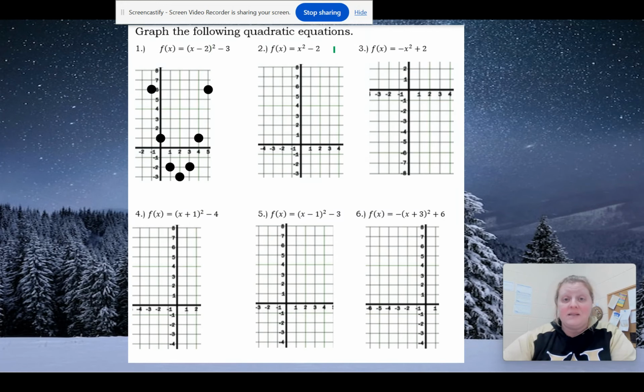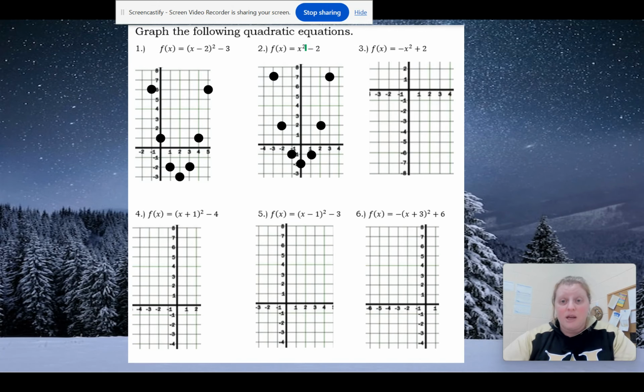Right, number 2 has a -2 out behind it. That's not in parentheses. So that means we don't go sideways, we go down 2. And then we apply our counting patterns. 1, 1, 2, 4, out 3, up 9, put your dots. See that nice pretty parabola?